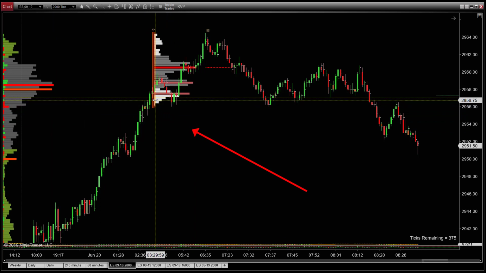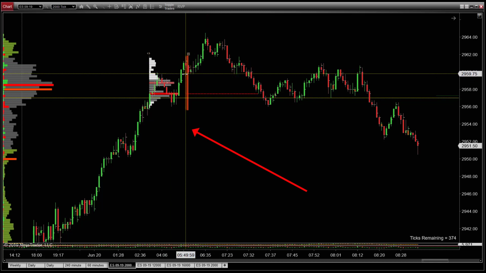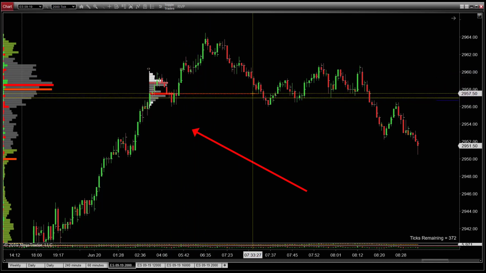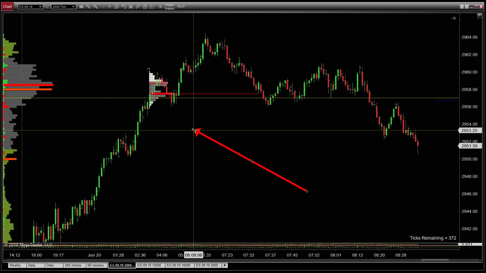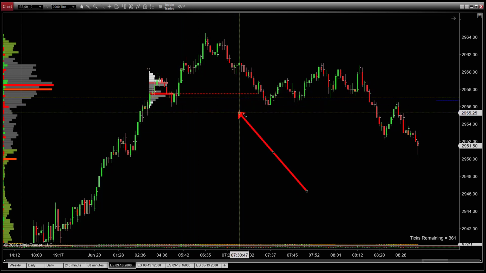Let's see if I can clean it up a little bit, and you can definitely see how this was the high volume point right here, and you had nice symmetry across there, and you get a little bit of bounce.